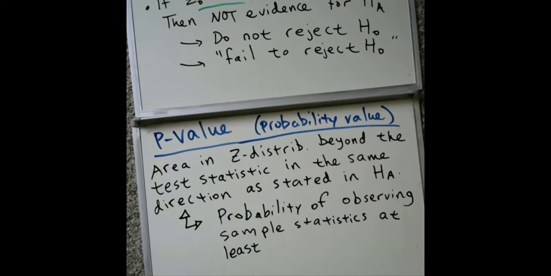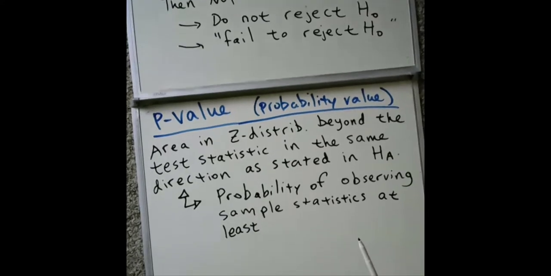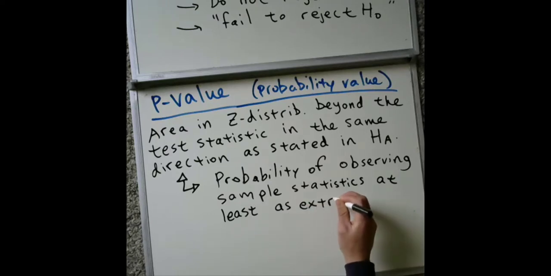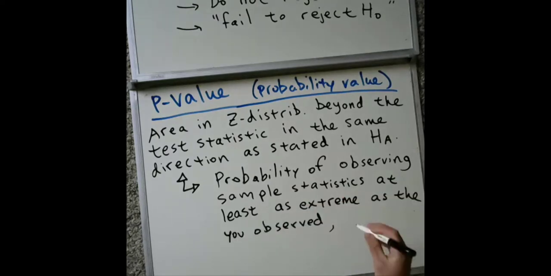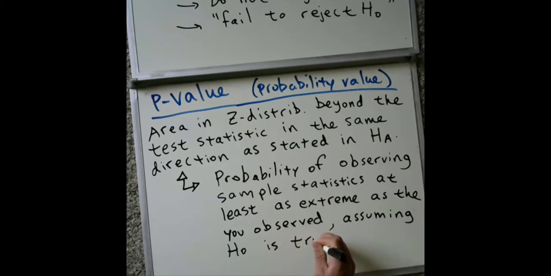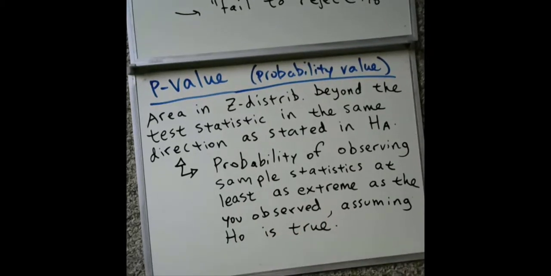From a hypothesis testing perspective, this is a probability of observing results that you saw from your sample statistics, at least as extreme as the ones that you observed. And this is assuming that the null hypothesis is true. So this is a technical definition here, but it is just a probability. It is just an area.